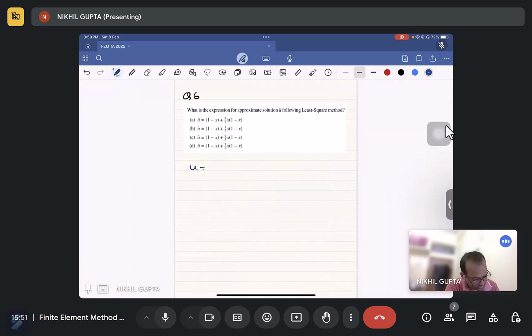We use C1 times 5 plus y naught. Now C1 we have as 7 by 6, and y naught we also know. So y is x times (1 minus x), and y naught is 1 minus x. You will solve it, you will get 7 by 6 x minus 7x square by 6 plus 1 minus x.